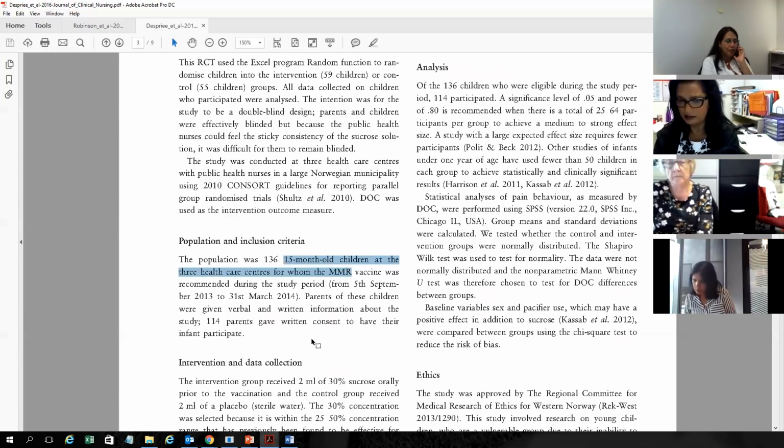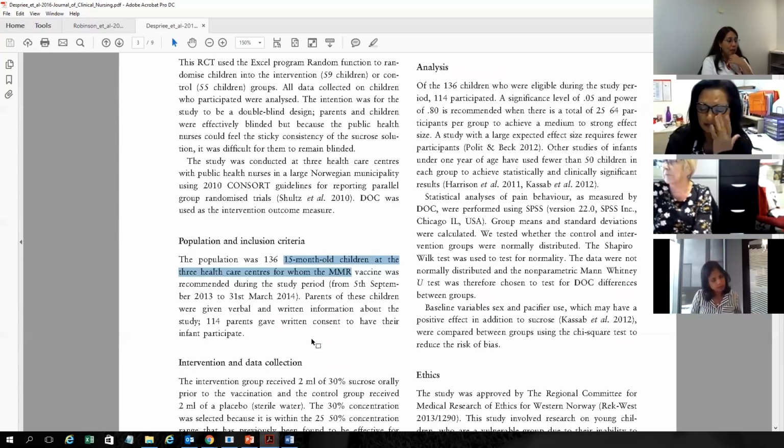Can you type in the chat box? Yes, 15-month-old children. Anything else? Should they be immunized? So should they have come in for the MMR vaccine? Yes. So that's the inclusion criteria. And you need to read the article and pull out the inclusion criteria.